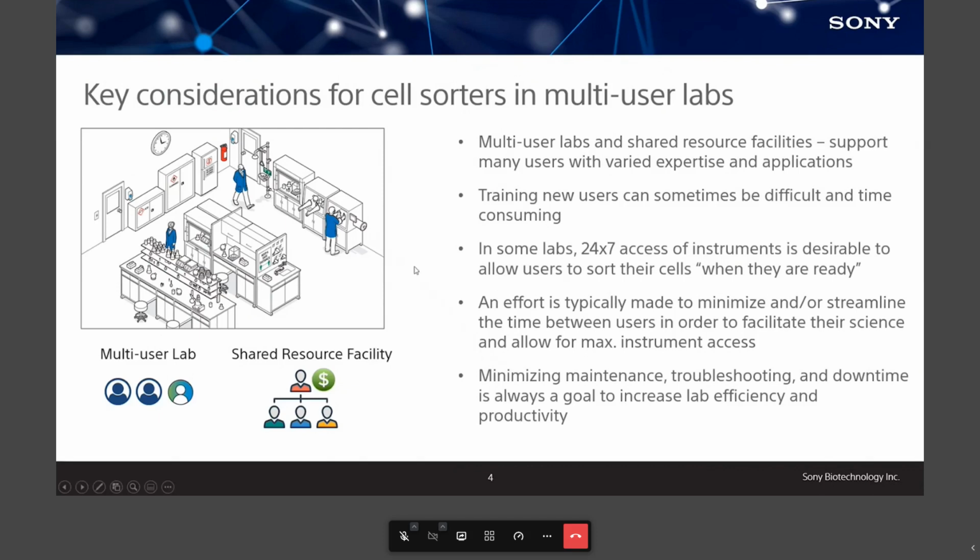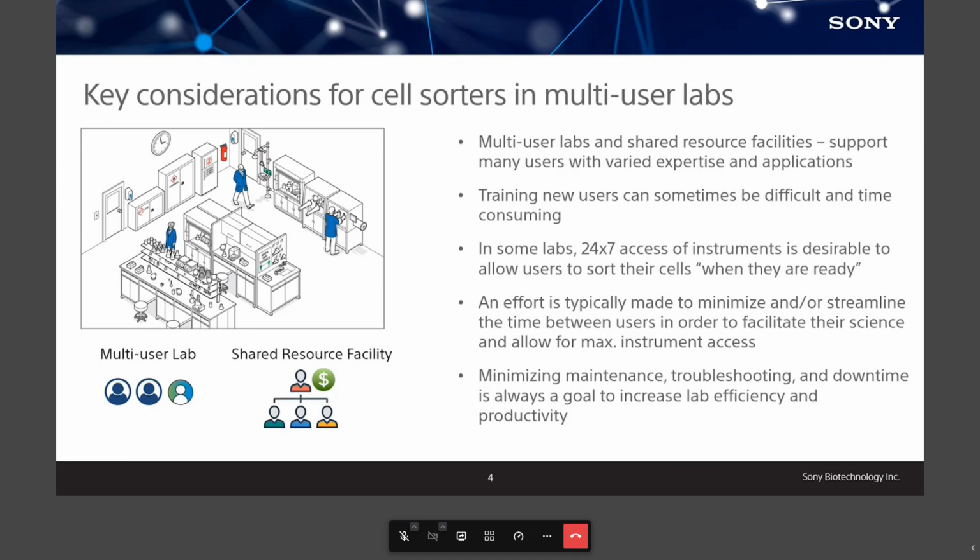So what is a multi-user lab? What is a shared resource facility? Let's talk about that. A multi-user lab is a lab space where an instrument may have been purchased for everyone in the lab to have access to and share the use of. There's not always one particular person in charge of the instrument, and oftentimes trying to establish and follow self-written SOPs or paper SOPs near the instrument can be challenging. And it's going to be used and maintained by different people all of the time.